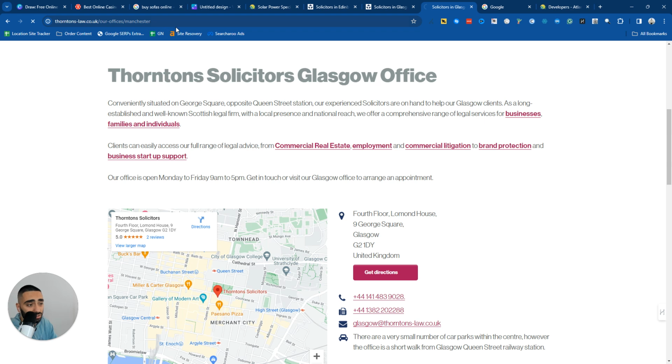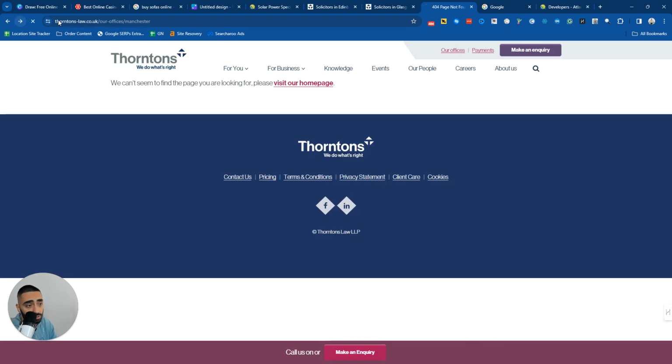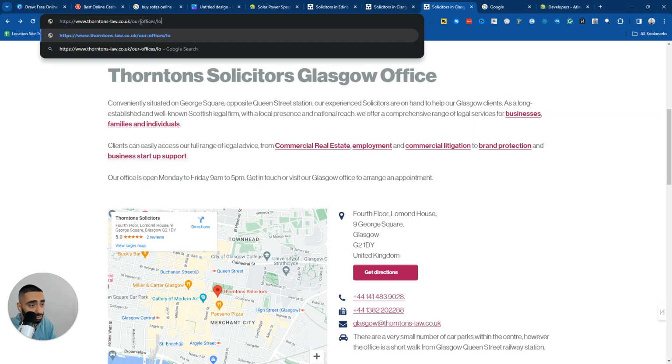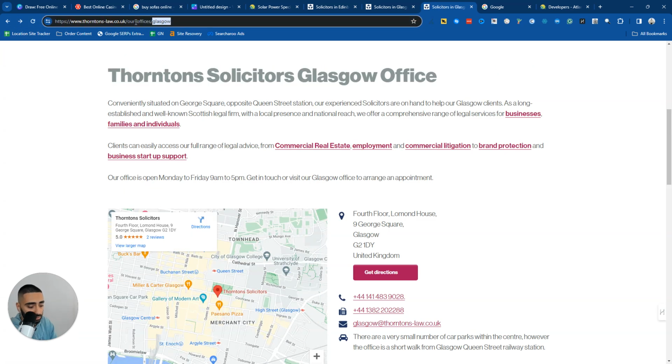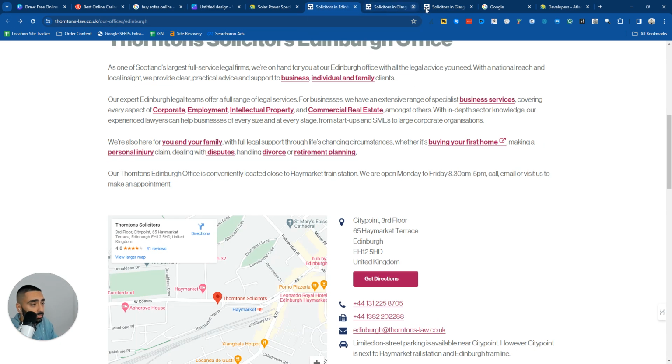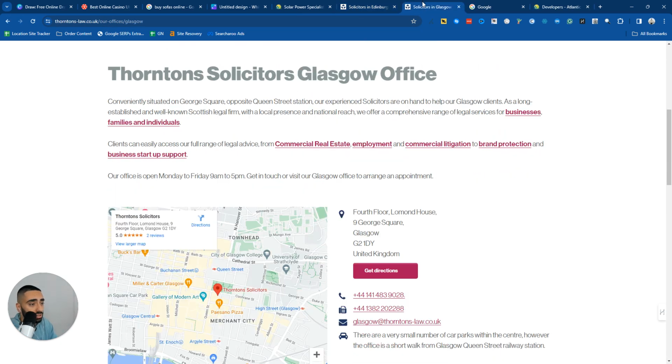Manchester. They don't actually have one in Manchester. London. Nope. Aberdeen. No. Right. Okay. So I've got two examples anyway. They've got one in Edinburgh and they also have one in Glasgow.